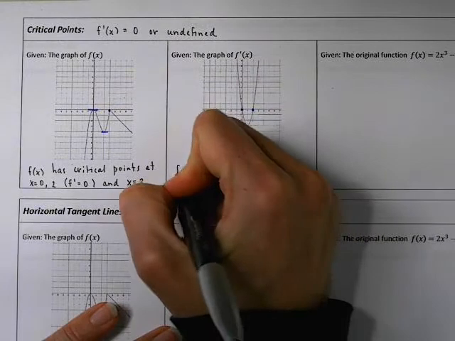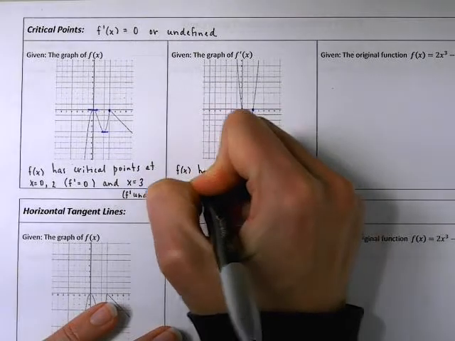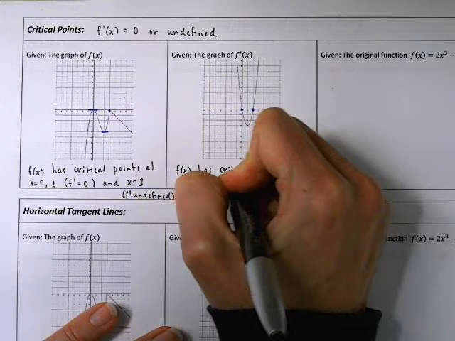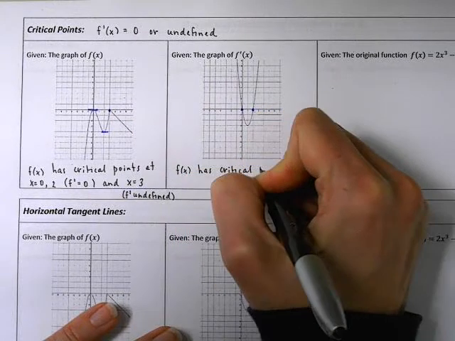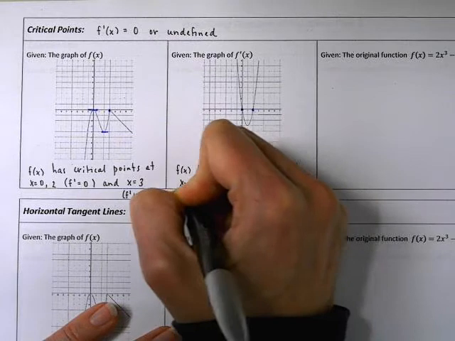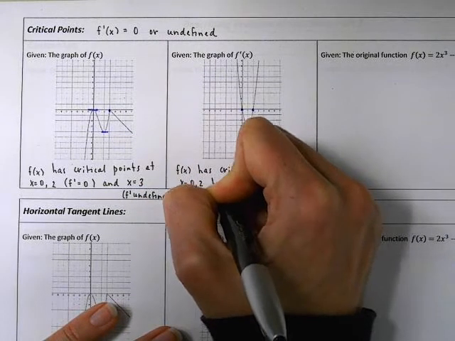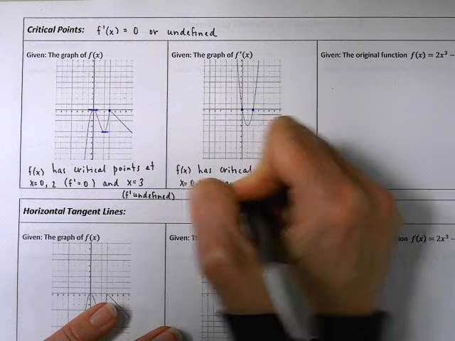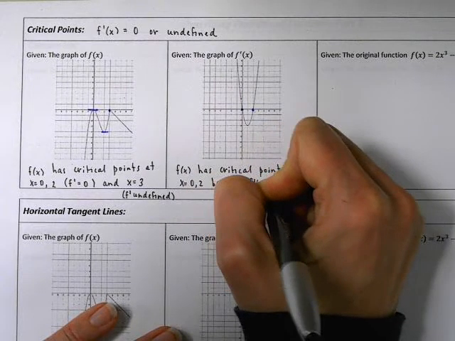So in this case, I would say that f has critical points at x equals 0 and 2 because f prime of x is equal to 0.